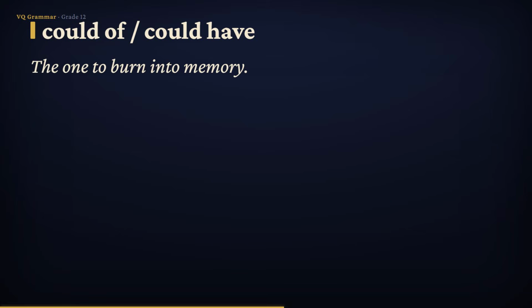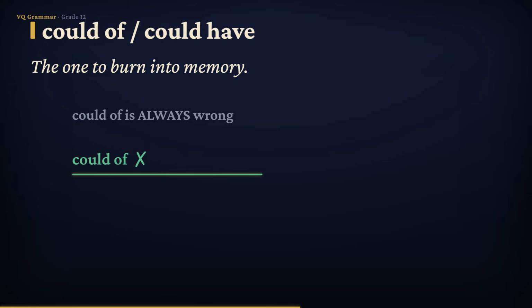Last on today's list, and the most important one to burn into memory, could of. Here's the rule in a single line. Could of is always wrong. Every time. What tricks the ear is the contraction. Could've, spoken quickly, sounds exactly like could of. But the word you actually want is have. It's could have. We could have won the game.